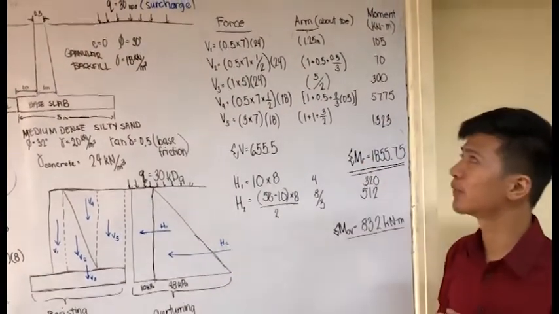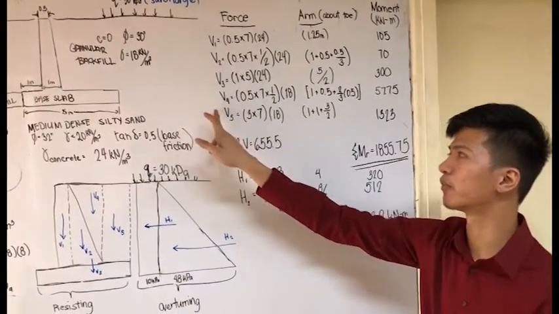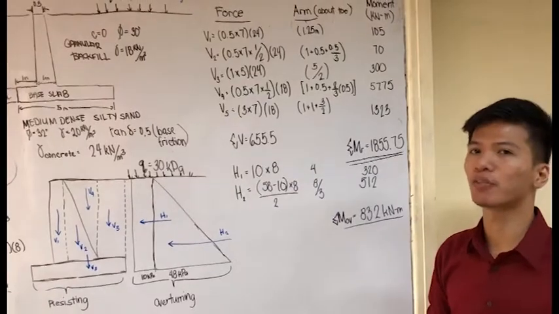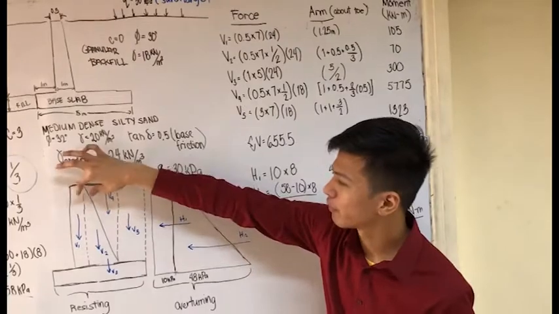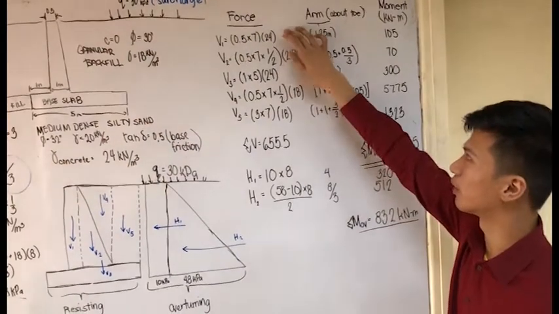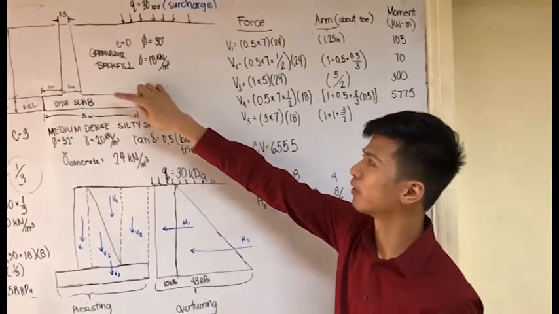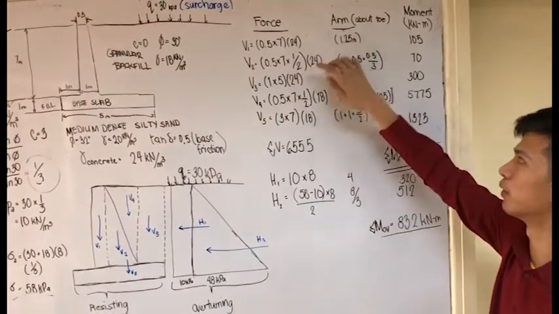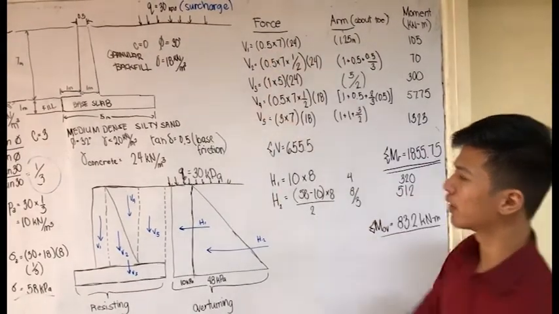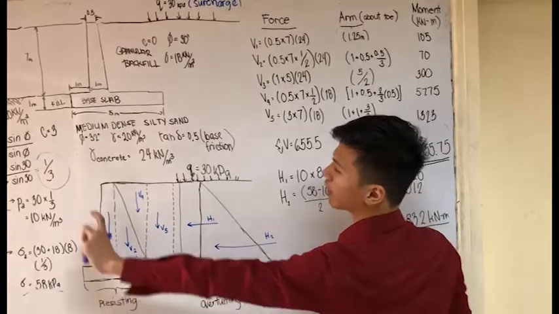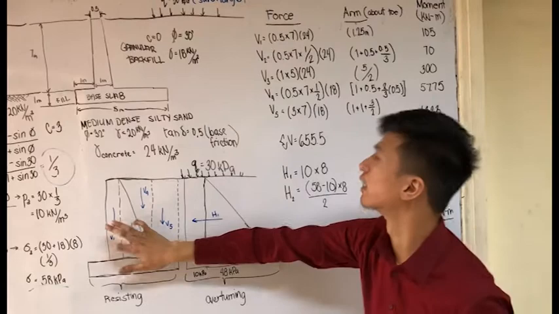So first, we will get its force. We will get the force of V1, V2, V3, V4, and V5, in which we get the force by multiplying the area affected by the vector times its unit weight. For the unit weight of concrete, which is the self-weight of the cantilever, we have 24. For example, V1 is 0.5 times 7 times the unit weight, which is 24.